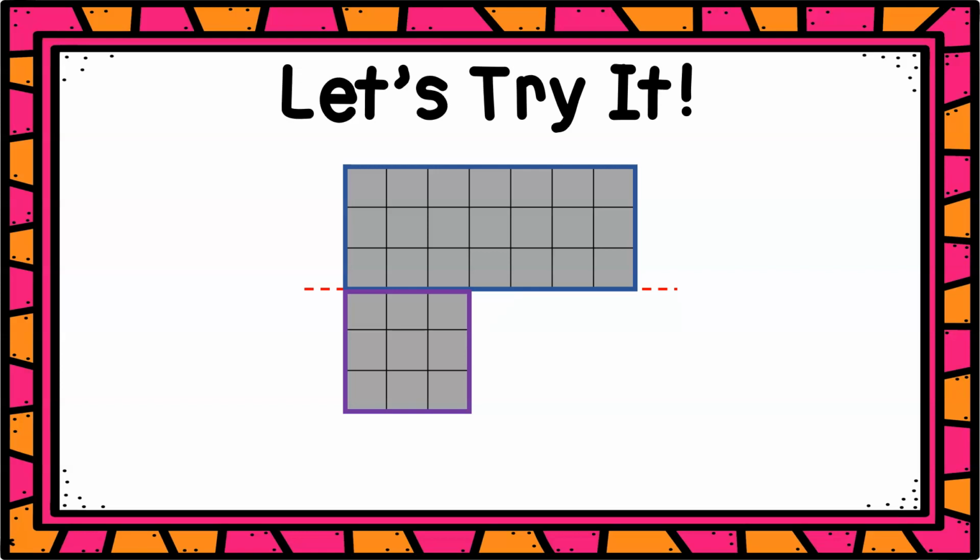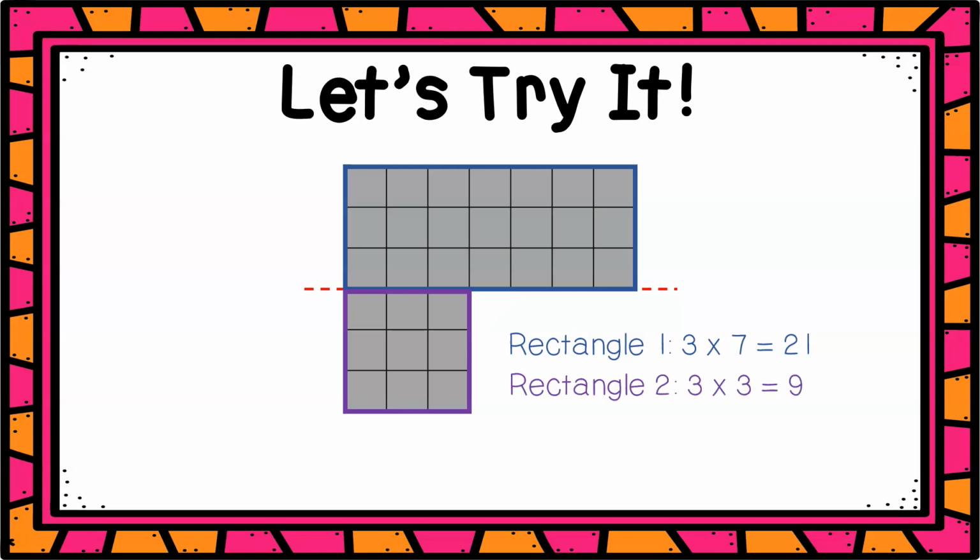Now that we have the figure split into two smaller rectangles, we are ready to find the area of each one. Let's start by finding the area of the blue rectangle. We see that there are 3 rows down and 7 across. That means that we can do 3 times 7. We know that 3 times 7 is 21. Now let's find the area of the purple rectangle. We see 3 rows down and 3 across. So we can do 3 times 3, which is 9.